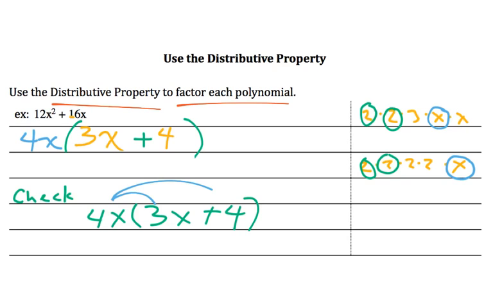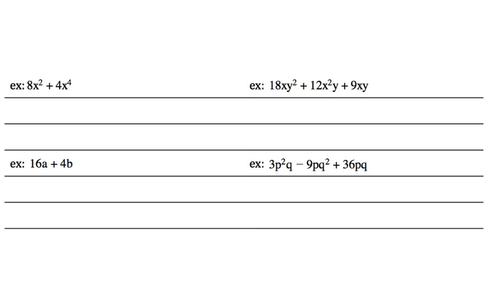So 4x times 3x gave me 12x squared. 4x times 4x gave me 16x. Oh, cool. You know, that's what they mean by the distributive property. It's like I'm doing the distributive property in reverse to check out this problem. All right, let's check these out.